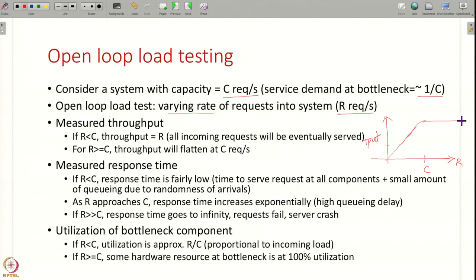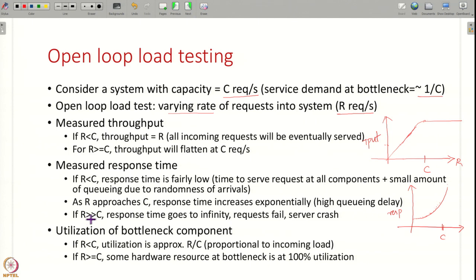This is intuitive, we all understand why this happens, right? This is the measured throughput. What about the response time? Initially, as you vary the load into your system, and this is your capacity, your response time is low because there is no queuing, all components are free, whatever request comes is quickly processed, right. For R less than C the response time is low, as R approaches C your response time increases exponentially, your graph will look something like this.